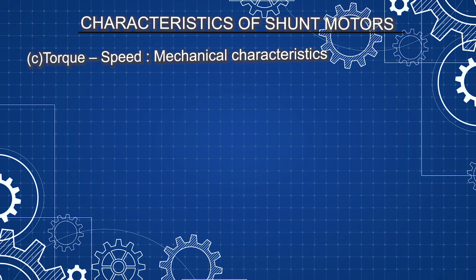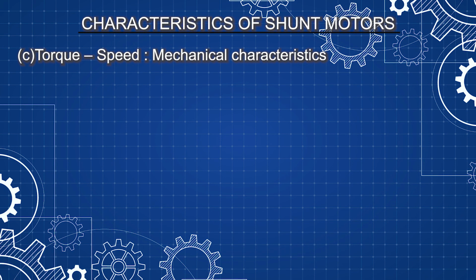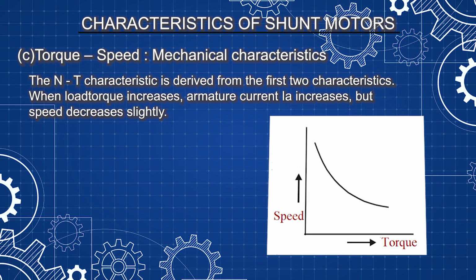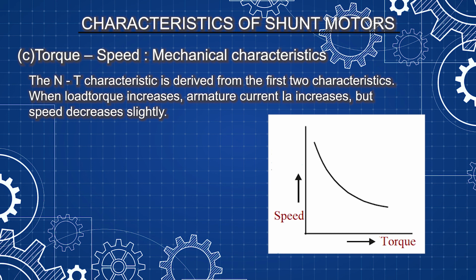Now we are going to discuss the torque speed characteristic of DC shunt motor. This torque speed characteristic is also called mechanical characteristic. This speed torque characteristic is derived from the first two characteristics. When load torque increases, armature current Ia also increases, but speed decreases slightly. So with increase in the load or torque, the speed decreases slightly, as you can see in this figure.